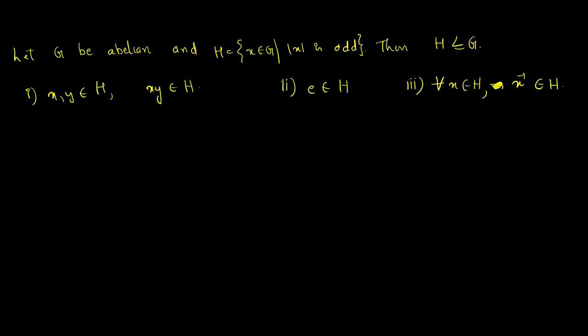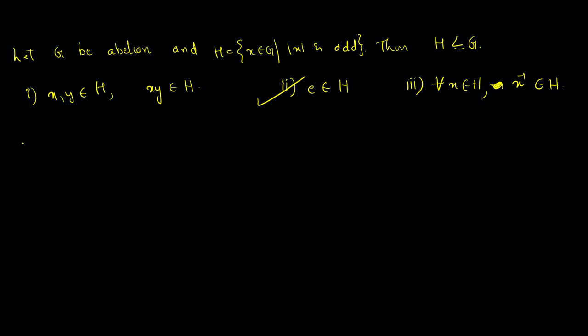So here consider the identity element. What is the order of the identity element? It is 1, which is odd. So this is definitely satisfied. The identity element is definitely there in H. All right, now let's check the first one.